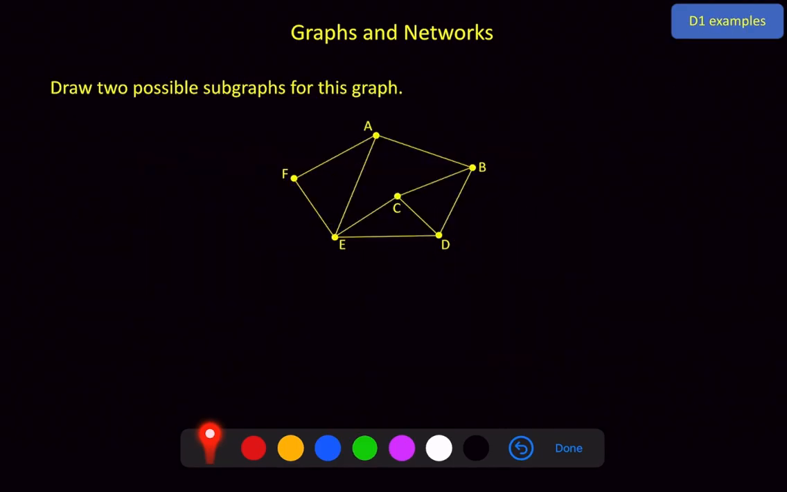Draw two possible subgraphs for this graph. This is really easy. It hasn't been very specific. I could choose something really simple like AF. There's a subgraph for this graph. Let's do one a little bit more interesting. AE, C, D, and let's connect that as well. There we go. There is another subgraph for the graph shown.